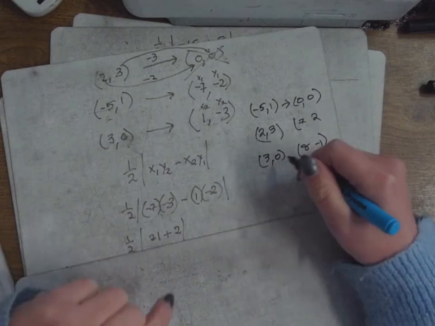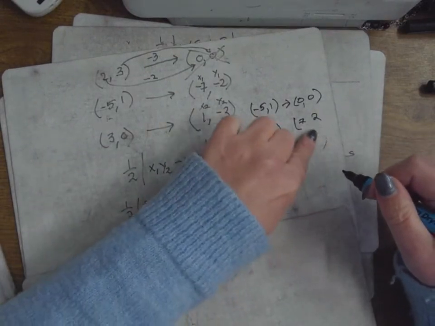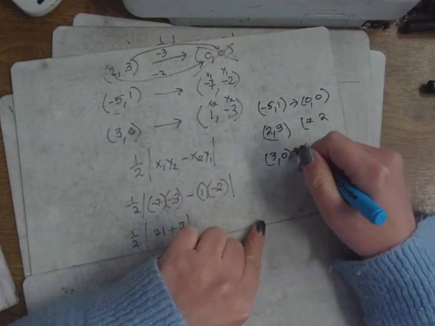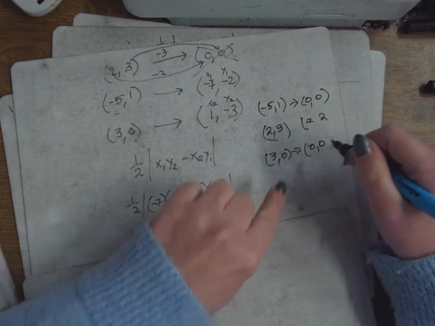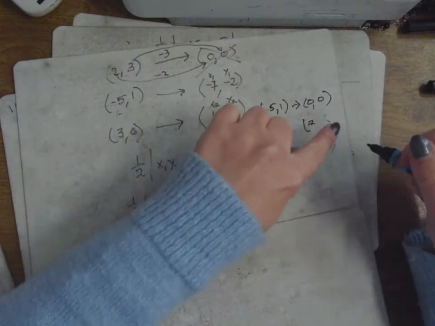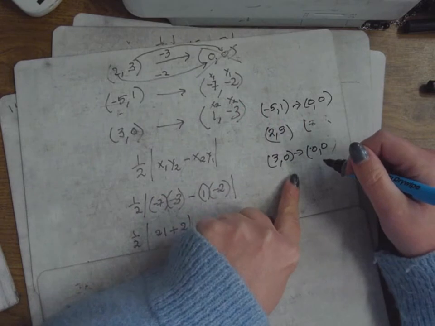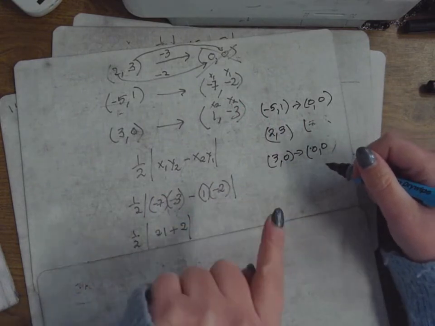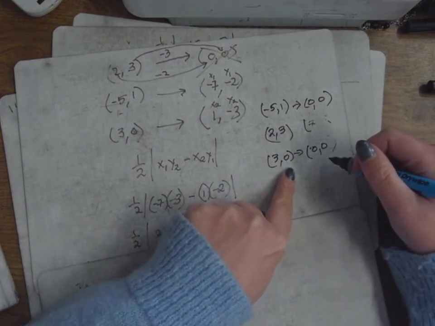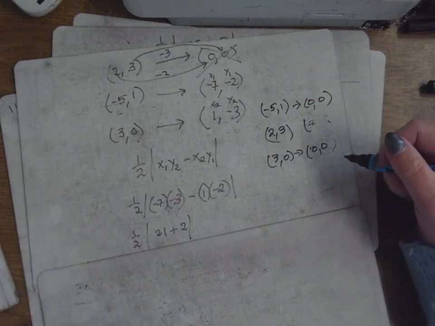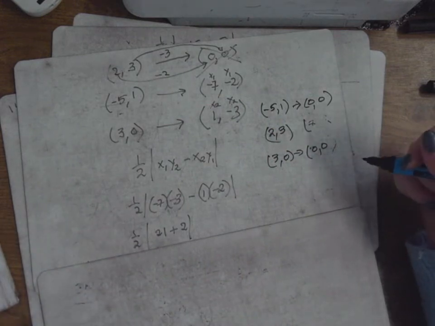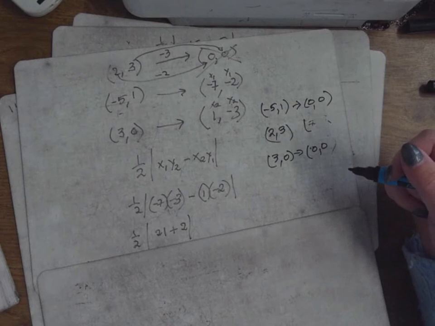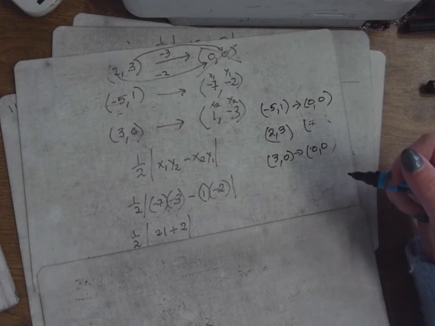Or you could have chosen 3, 0 to be the one to go to 0, 0. Then you take 3 off the x's, and look at the y's: there's no change with the y's. So that probably would have been the easiest one to move, because fewer calculations. But we can all take away 3, so it's not a big deal. Would you agree?